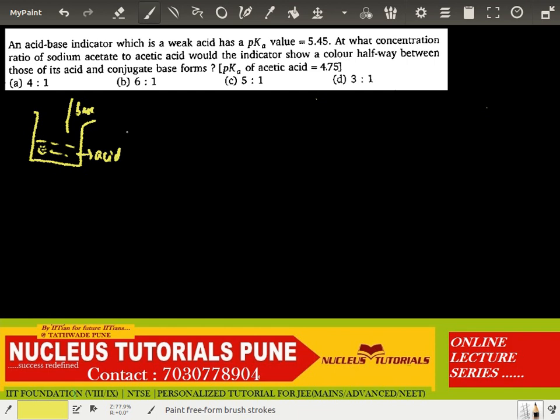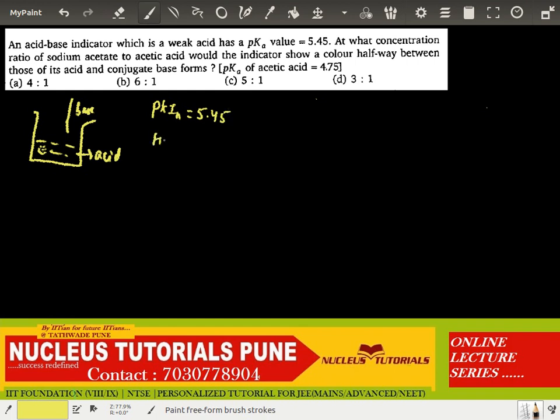So understand what is going to happen. Let's take this example as a referring example. It says an acid base indicator which is a weak acid. So the indicator is an acid, right? So we say pKIN, the dissociation constant of an indicator. Sorry, just a minute, let me make corrections over here. This is pKIN, the dissociation constant for the indicator; on the P scale, this value is 5.45.